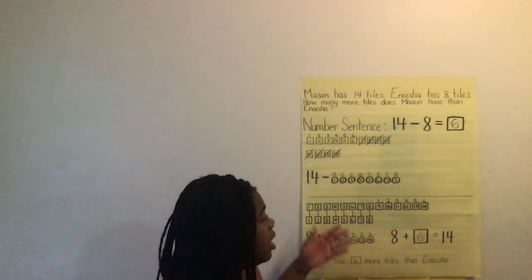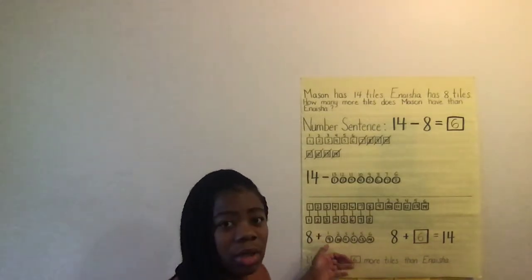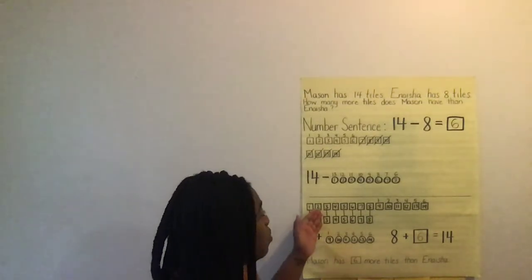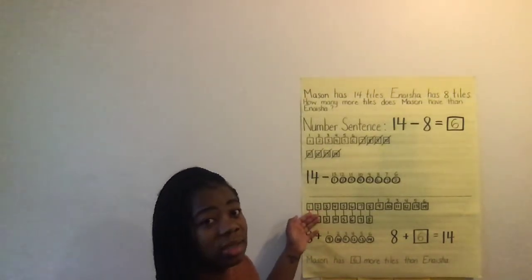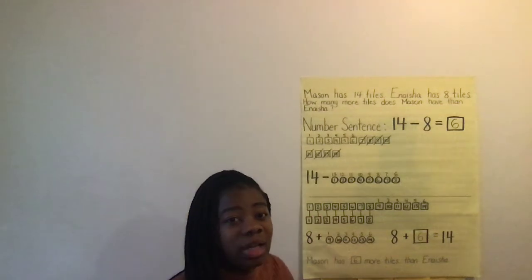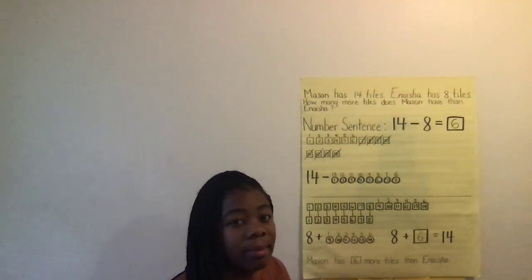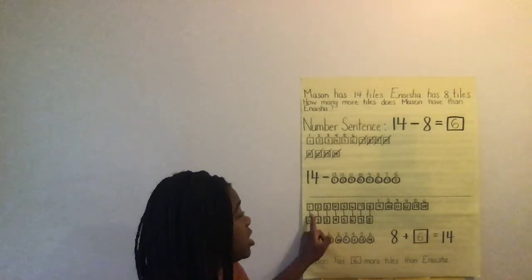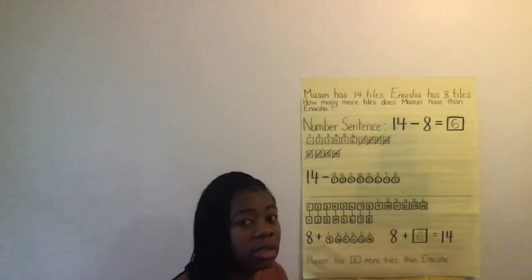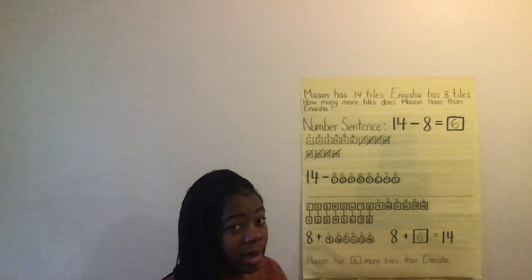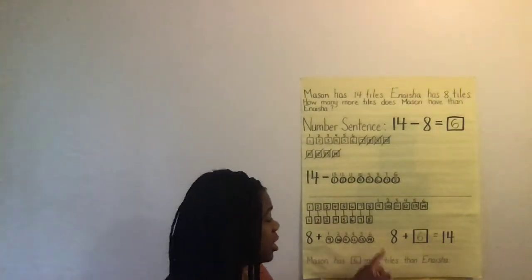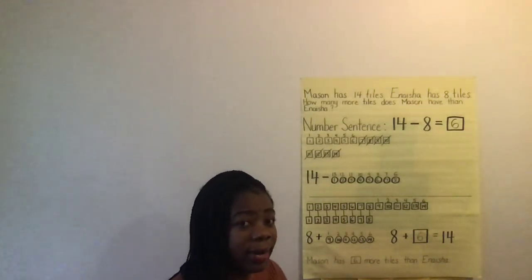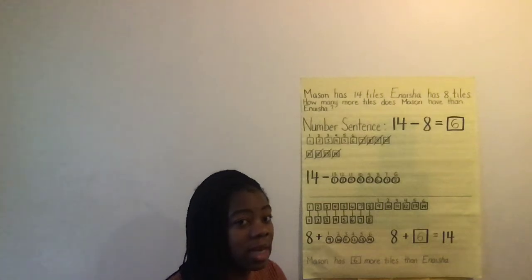Now, another set of strategies, which you'll see below, is the compare and contrast strategy, where we actually match up what's the same between both of their numbers for Mason and Enasia. So you'll see I have 14 tiles here to represent the 14 that Mason had, and then 8 tiles here to represent the 8 that Enasia had. And now I'm going to see what's the same and what's different.